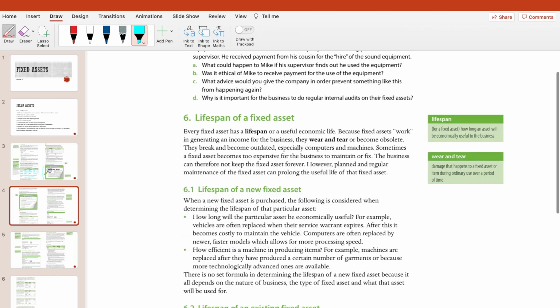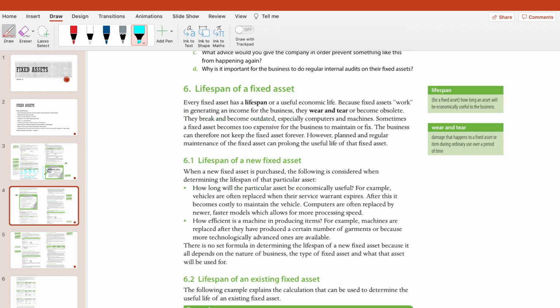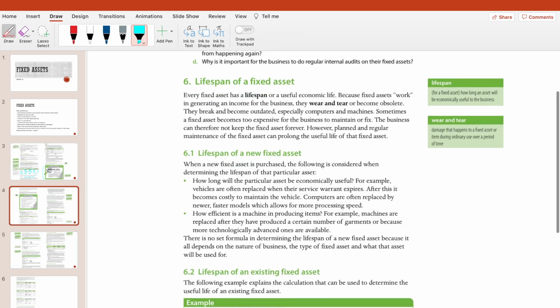Any fixed asset that we bought has a certain lifespan. That would be especially on vehicles, equipment, machinery, and things like that. When a machine or a vehicle has more maintenance done on it, and it's standing all the time, and the repair costs are getting more and more each week, then we know the lifespan of that fixed asset is almost at the end. Because fixed assets work in generating an income for the business, they will have wear and tear, and they break and become outdated. Computers, we know they become outdated every few years, and you have to buy new computers as well. So the business cannot keep a fixed asset forever. A building is different because buildings increase in value whereas assets decrease in value.